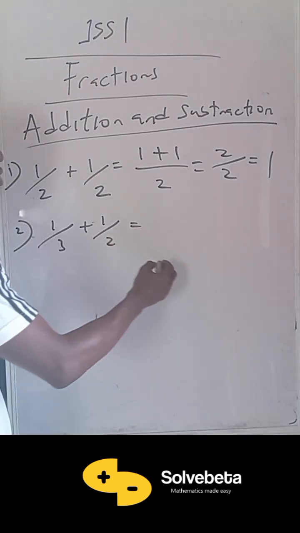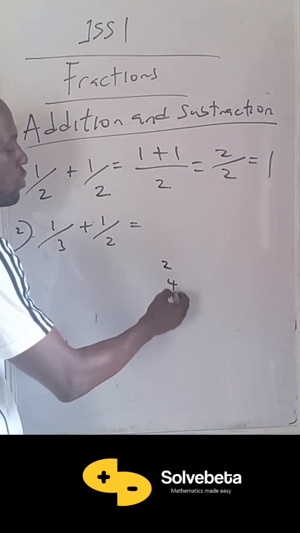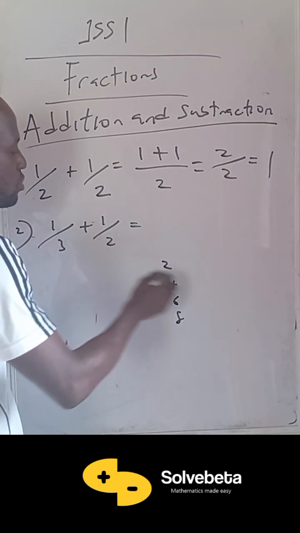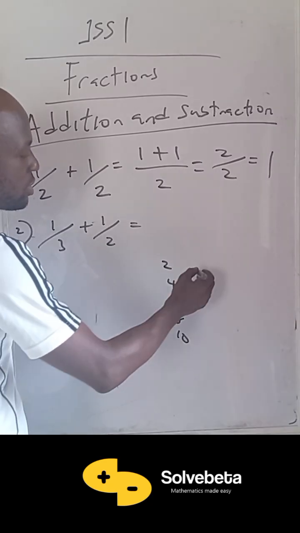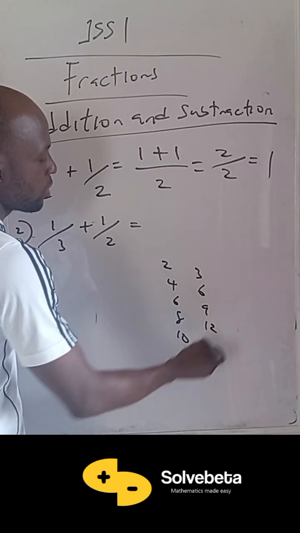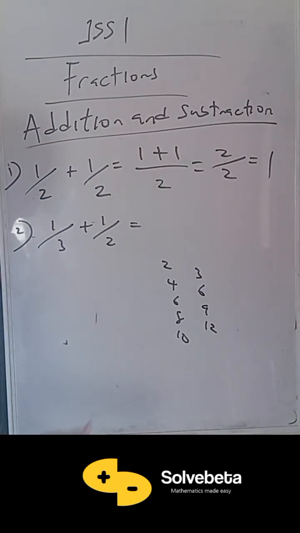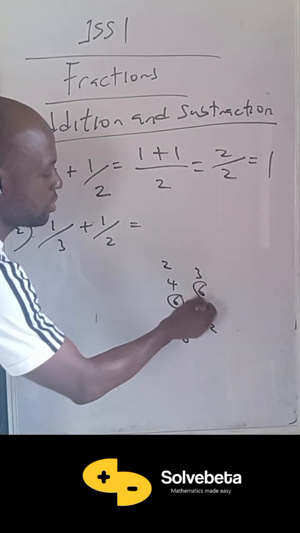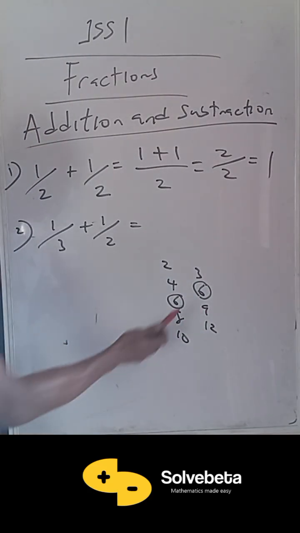Now let's write the multiples of 2. What are the multiples of 2? 2, 4, 6, 8. The multiples of 3: 3, 6, 9, 12. So what is the common multiple here? 6 is common. In fact, the first common multiple is the least common multiple, that's 6.